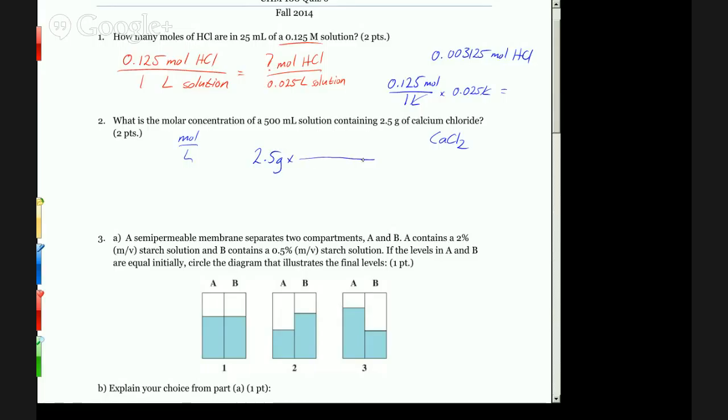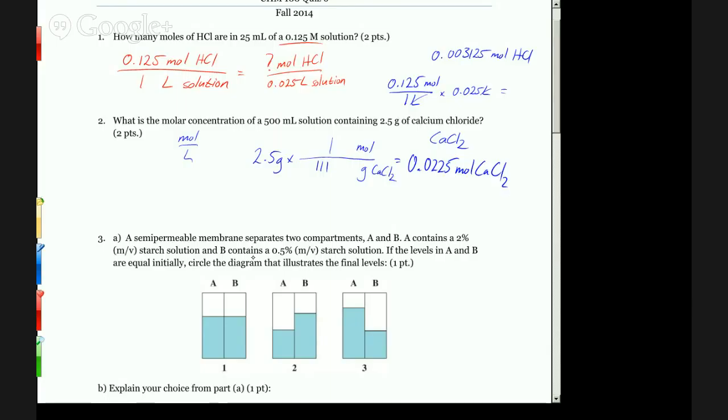And then we're going to want to convert grams to moles. So for calcium chloride, that would be 40. Let's just say we'll say 111. I mean, if it's close, you're going to get a similar thing. So you're going to come out with 0.0225 moles of calcium chloride.